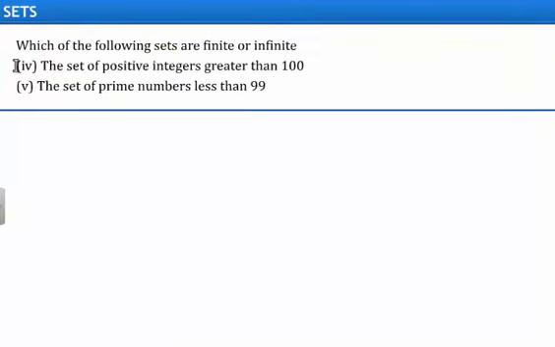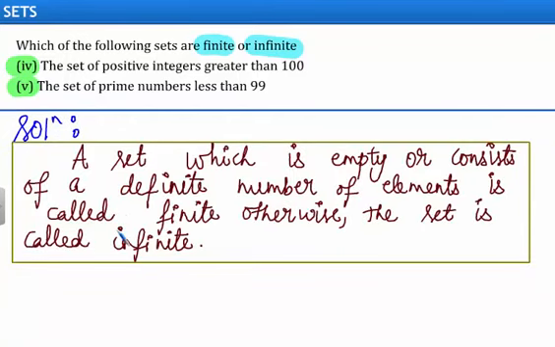In this problem, we are given two sets. We need to identify which are finite and which are infinite sets. Let us see the solution. Before proceeding on with the solution, let us recall the definition of finite and infinite sets. A set which is empty or consists of definite number of elements is called finite. Otherwise, the set is infinite.